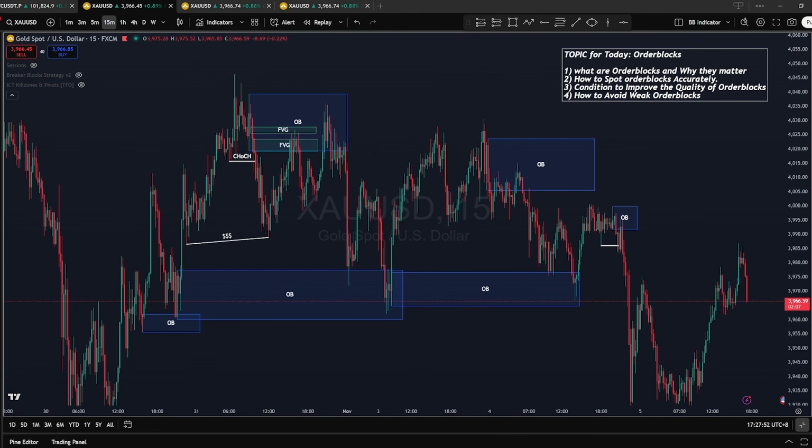So the topic for today is going to be on order blocks and how we can simplify order blocks for a beginner to understand how to use them and why we use them. This is first and foremost what I'm going to be doing, making sure that you guys understand exactly, step by step, what I am going to be looking for every single day on the charts and how to spot these order blocks.